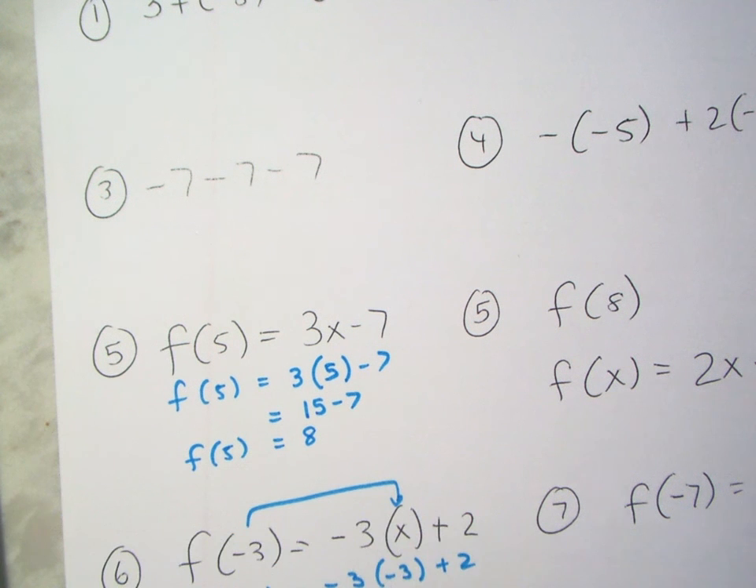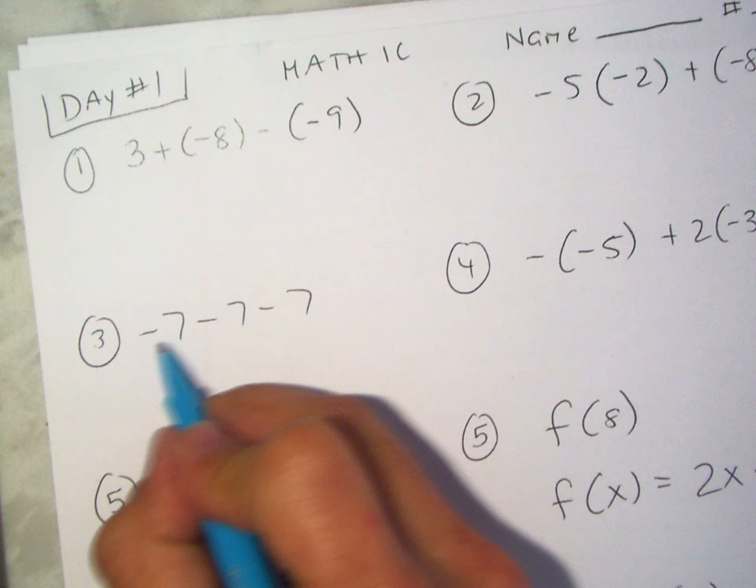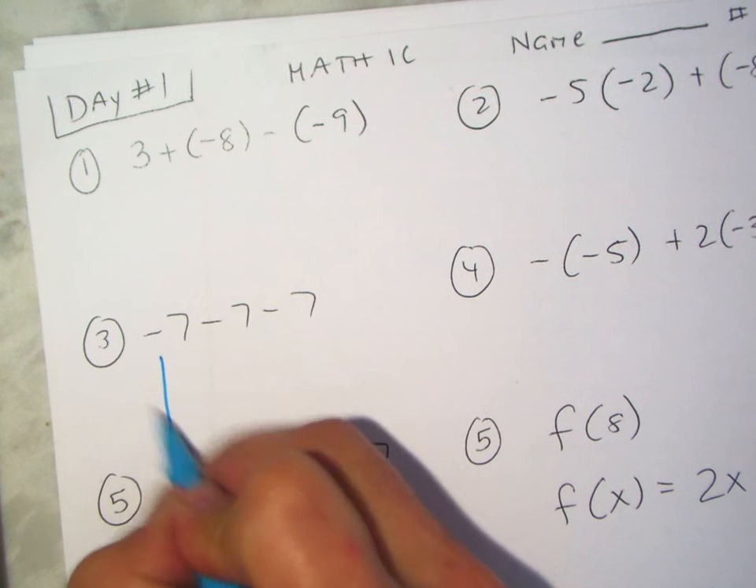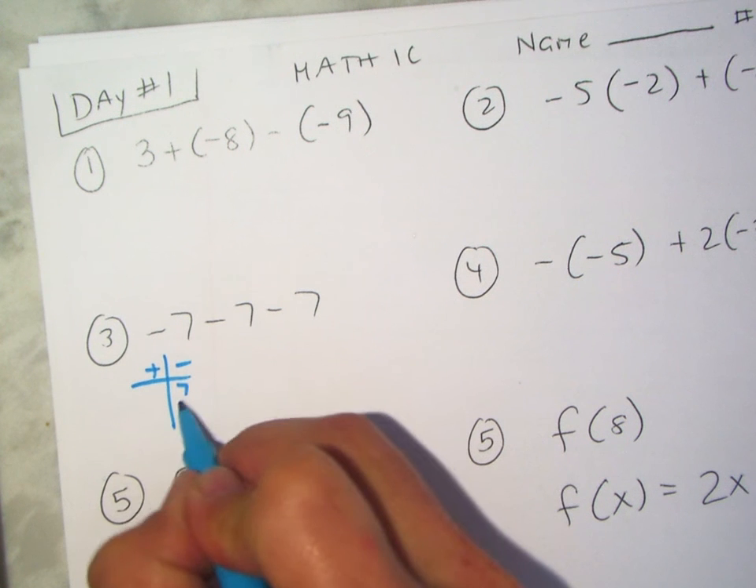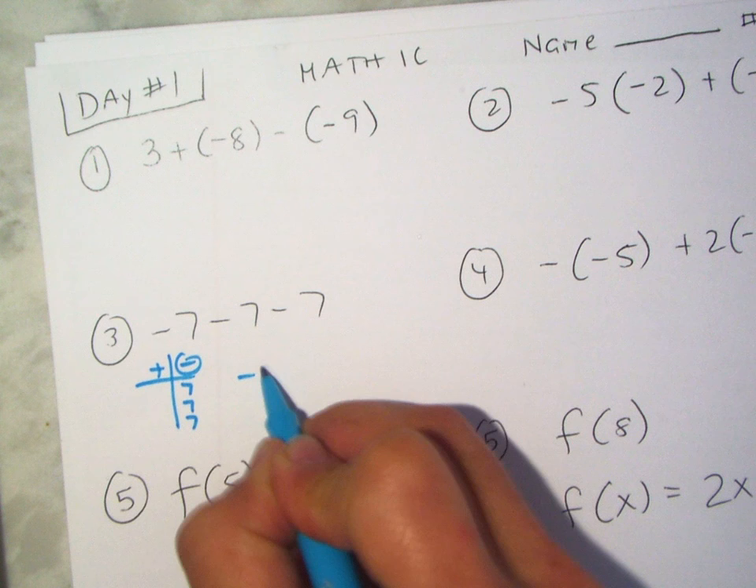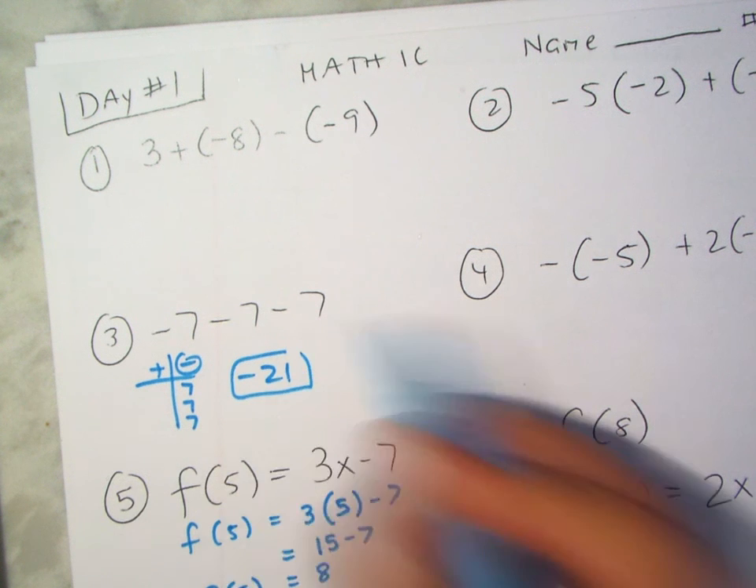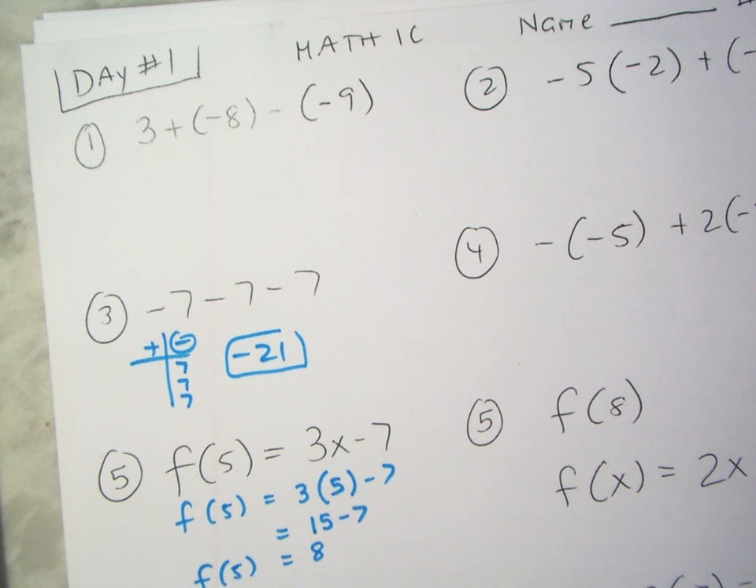All right? How about this one? Negative 7, negative. T-chart. So negative 21. There you go. Good job. Keep going.